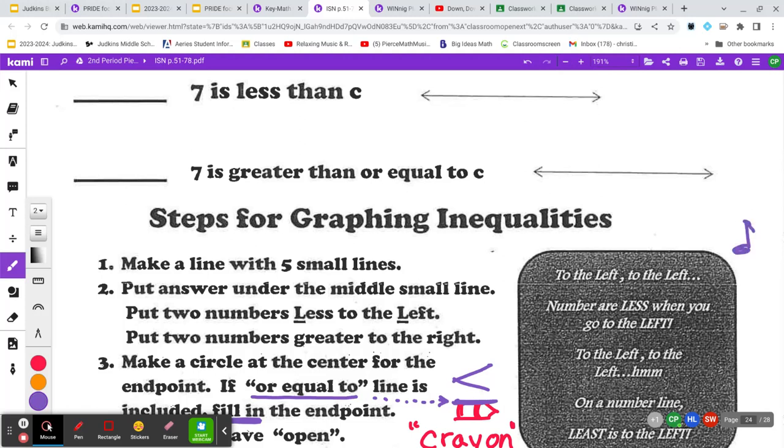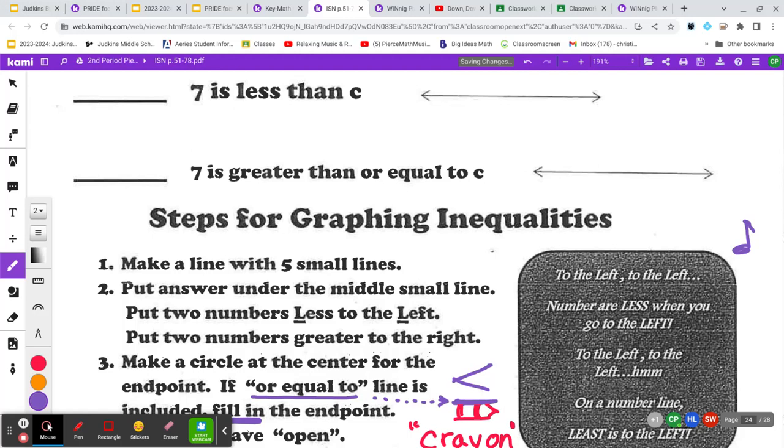It helps. Now, here are all the steps written out in words in case you need to see it, if you're a visual person, you like to read about it. I'm going to say the number, you're going to read the words. Steps for graphing inequalities. Number 1. Make a line with 5 small lines.